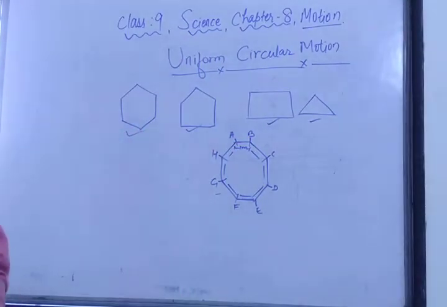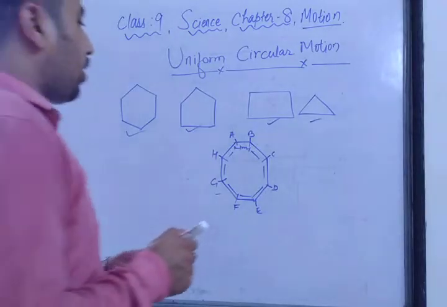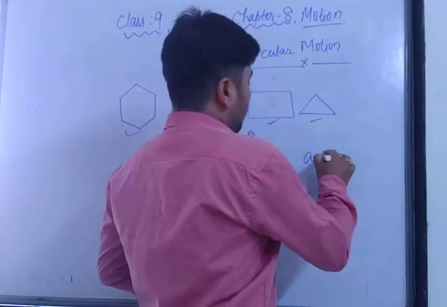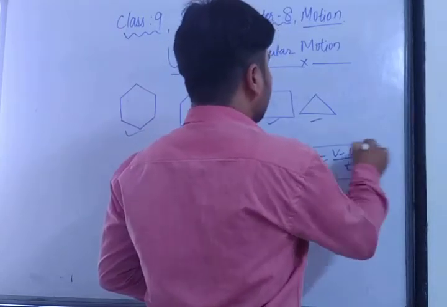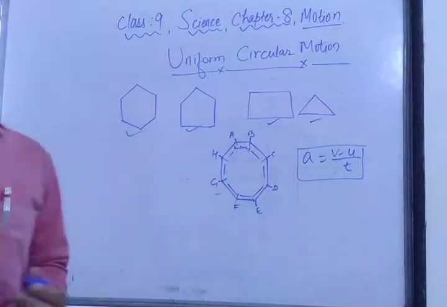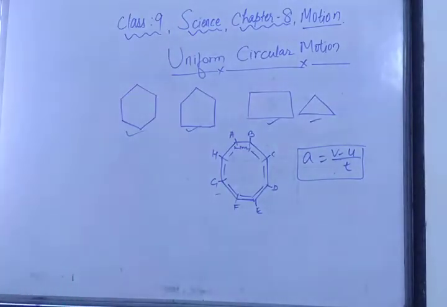In the NCERT textbook this topic is already explained. In the NCERT it is written that when the velocity of an object changes, we say the object is accelerating. Definitely, when the object moves, the velocity will change. So we say acceleration, v minus u upon t, as the velocity is changing.